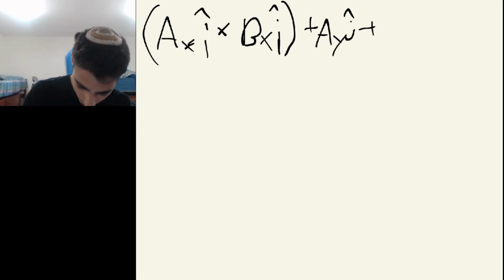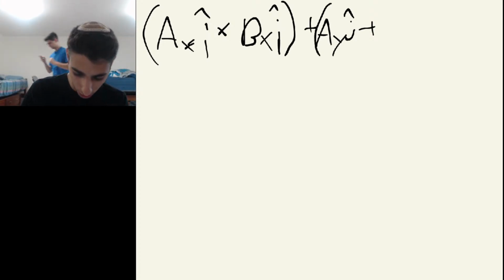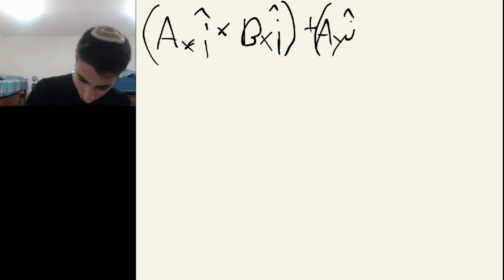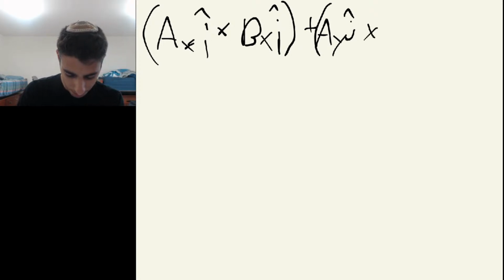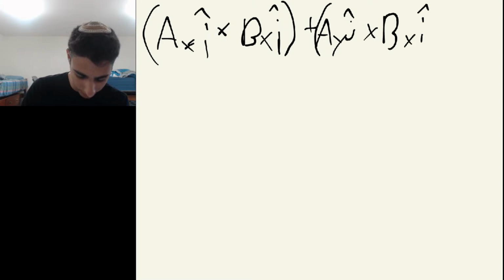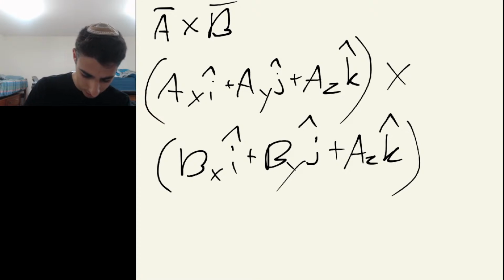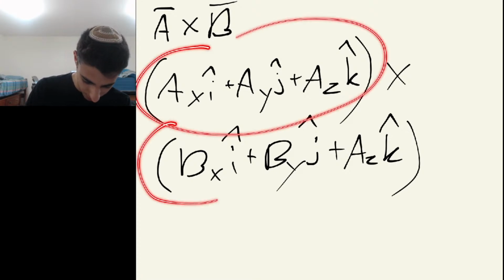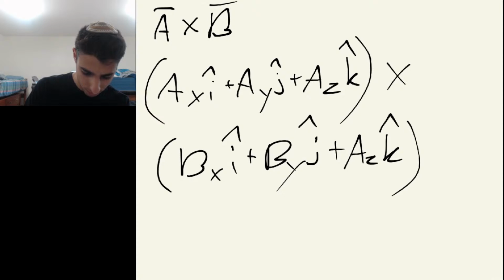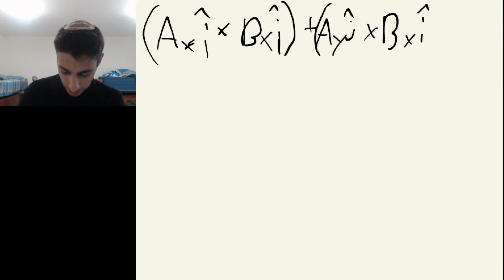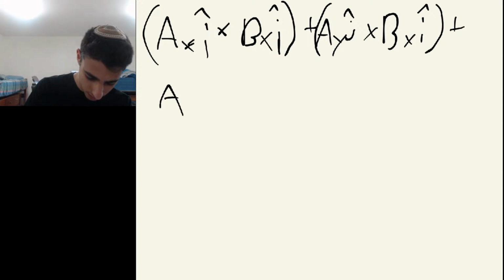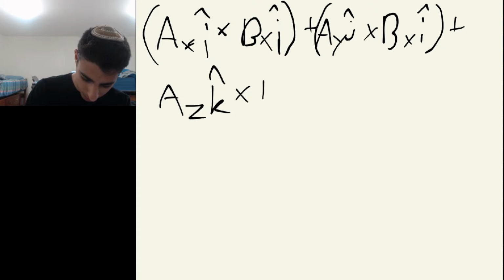Plus AYJ cross, not plus, but cross BXI. So we're still sticking to BXI. Notice that BXI is the thing that we're doing, right? Like I said, we are crossing all of these with this. Okay, cool. So that's another term, plus AZK cross BXI.